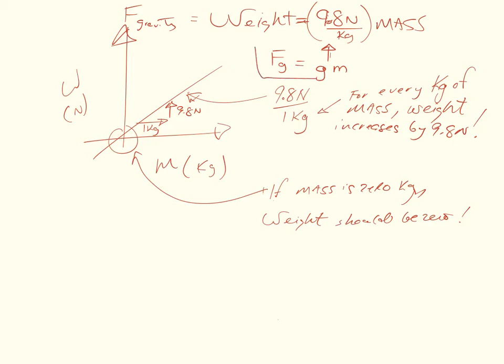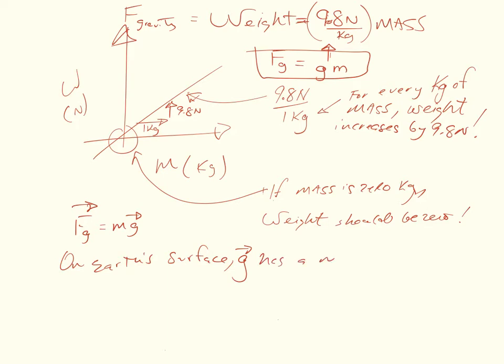On your equation sheet, you'll find that equation. The way they write it, F_G has a vector symbol because it's towards the center of our planet, and equals mg. And this works only on Earth's surface. Only on Earth's surface, g has a magnitude of 9.8, and that's newtons per kilogram.